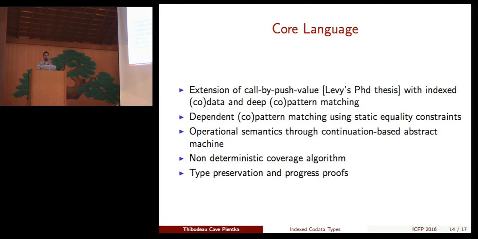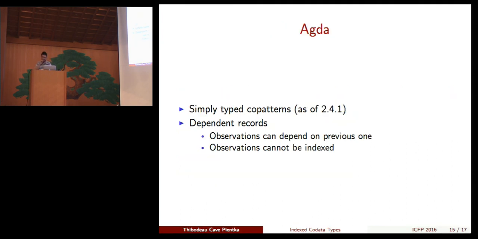And then on the core language itself, the core language is an extension of call-by-push-value from Levy. We add indexed codata and deep copattern matching. It's a dependent copattern matching, which uses the static equality constraint. So we deal explicitly with solving this equality in our proof to type check. And then we have an operational semantics, which uses a continuation-based abstract machine. The way we deal with functions is that we can accumulate on this abstract machine the stack, the input, and then have a fire. So it gives a nice representation for it. And then we have the non-deterministic coverage algorithm, and type preservation and progress. We don't have a prototype for the language, and it's still very much a core language.